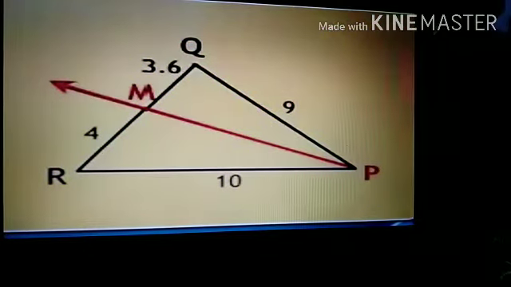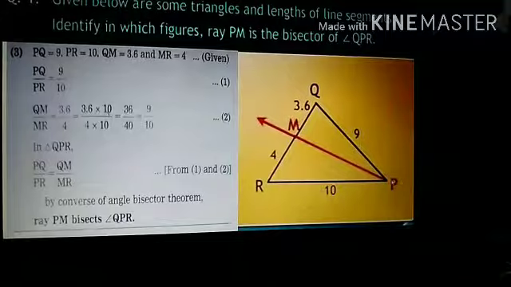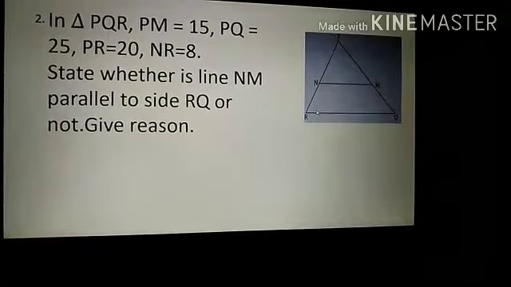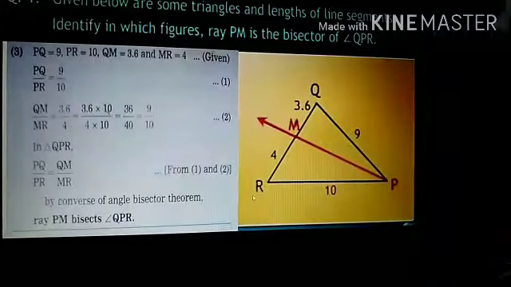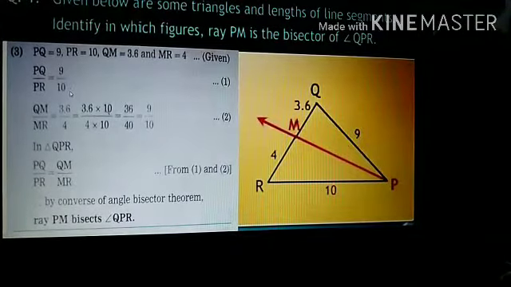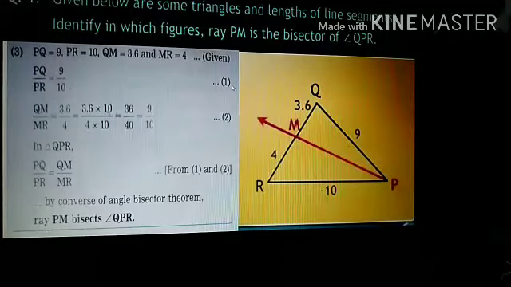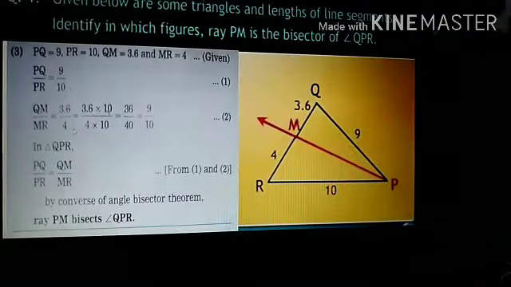Now the third sum, again here you all can see they have changed the measurements of the ratio of the sides. So let's start with the ratio. First we'll start with ratio of PQ upon PR. So the ratio is 9 upon 10. It cannot be reduced further, so we name it as 1. Next is QM upon MR. QM is 3.6 and MR is 4.